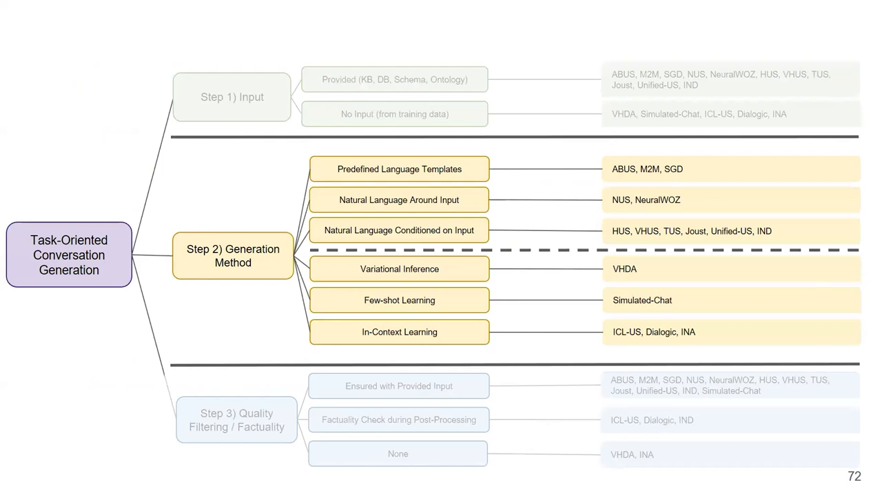This makes the difference between the papers. And now I will go into the generation method, which is also very closely tied to the input. So you can see that we have three methods above and three methods below. The ones above do have input provided. The ones below do not have input provided. So this also drives the way that you can generate data.